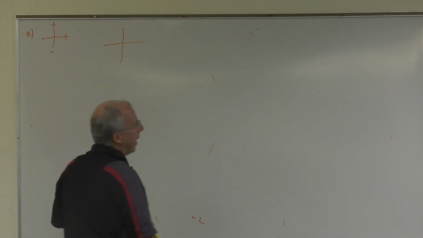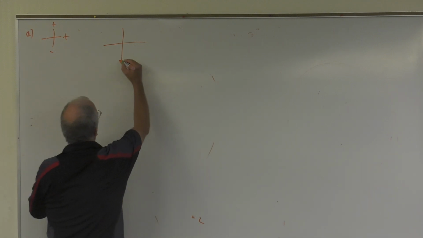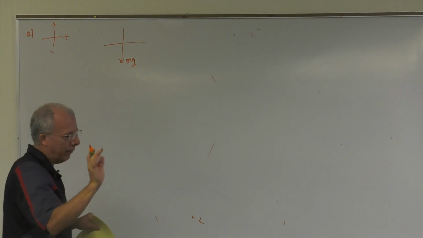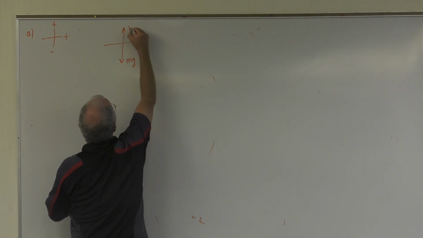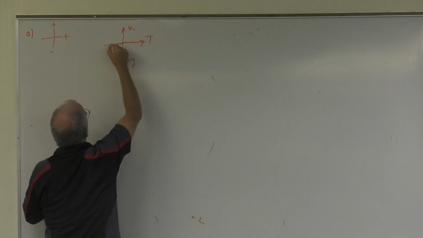Okay, so what are the forces acting on it? It's on a table, and there's always weight. There's only one object, so I don't have to worry about subscripts. There's weight, there's the normal, right? There's the tension, and there's Fs max.